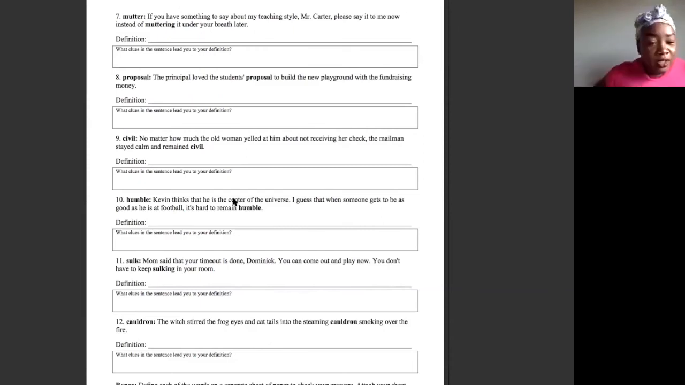Looking at the word sulk, not boastful. Very good, Akia. Okay, mom said that your timeout is done, Dominic. You can come out and play now. You don't have to keep sulking in your room. So what are the clues for the word sulking? All right, timeout is done. Timeout. Come out and play. Okay, you can come out and play now in your room.